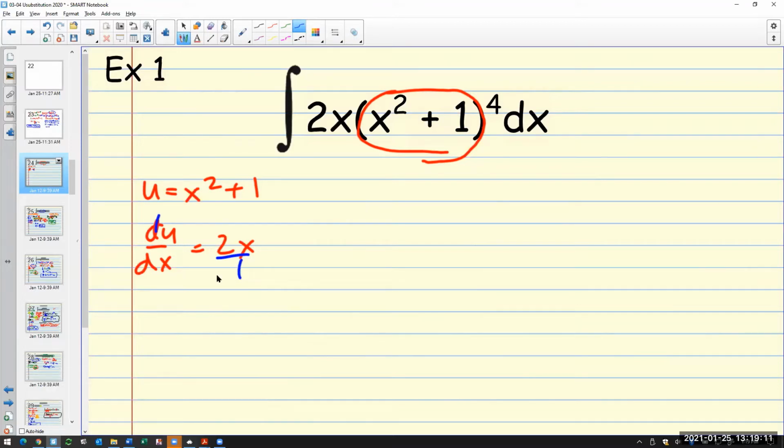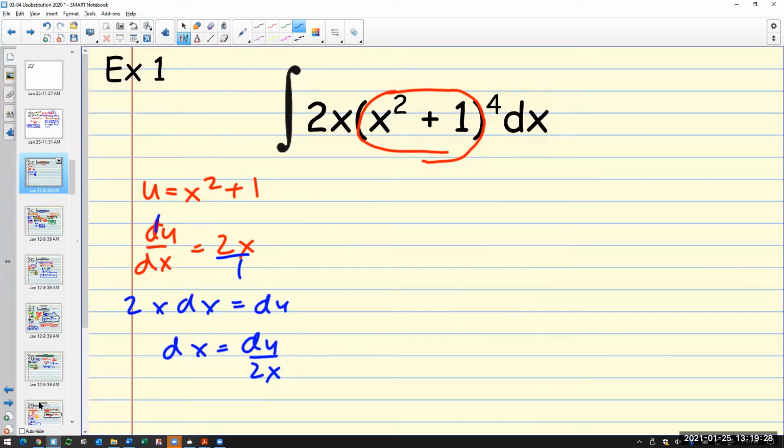Then you take the derivative of your u. Then you solve for dx. I have one fraction on the left. I have one fraction on the right. I have an equal sign in the middle. So I can cross multiply. After you cross multiply, your goal is to solve for dx. So I've solved for dx.